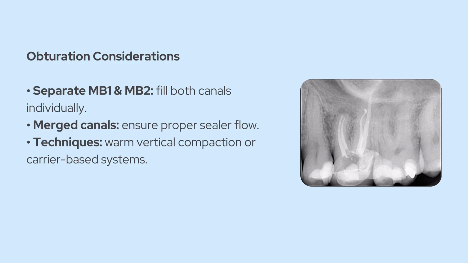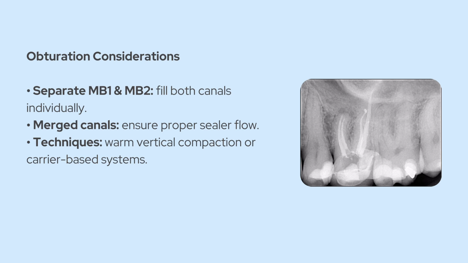When it comes time to obturate, if MB1 and MB2 remain separate, you need to fill both canals individually. If they merge, you need to make sure the sealer flows adequately into the merged section. Techniques like warm vertical compaction or carrier-based obturation can help ensure a proper seal and reduce the risk of future leakage.